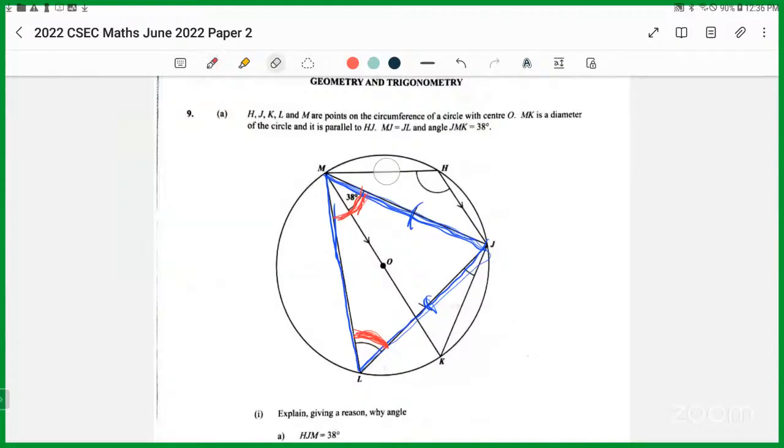Oh, there are some parallel lines in it as well. So once you see parallel lines, now you're thinking co-interior angles, what you call U angles. You're thinking alternate angles, or Z angles. See, it says MK is parallel to HJ. So let's put it on there now.